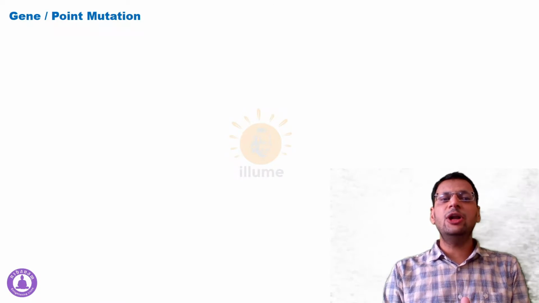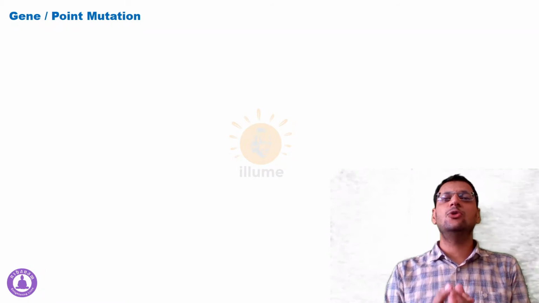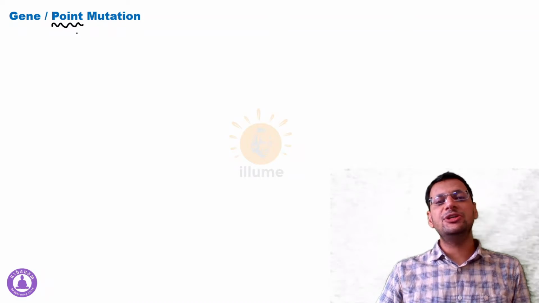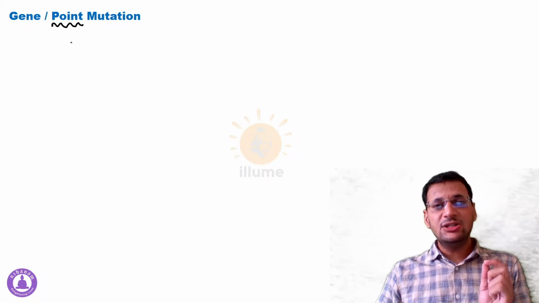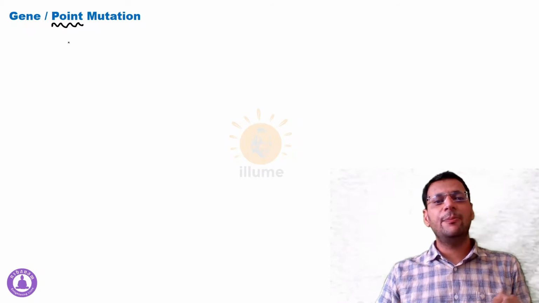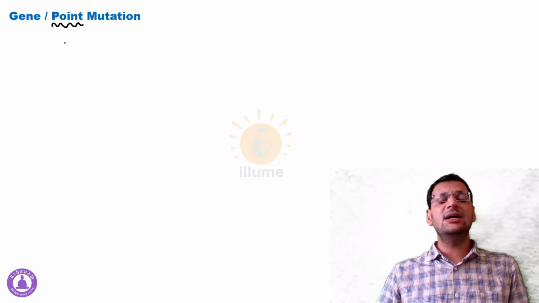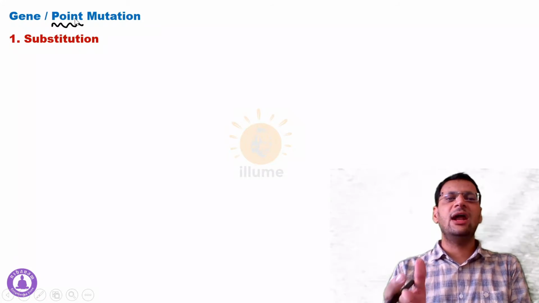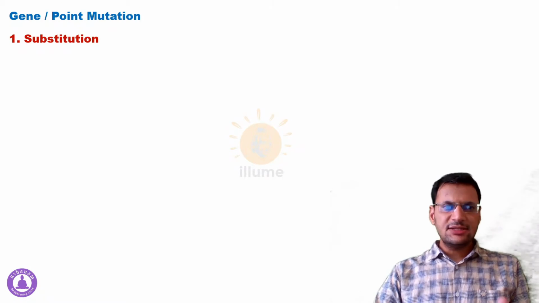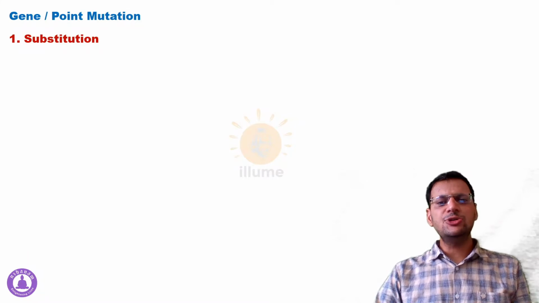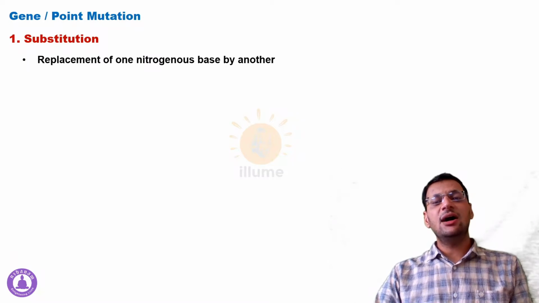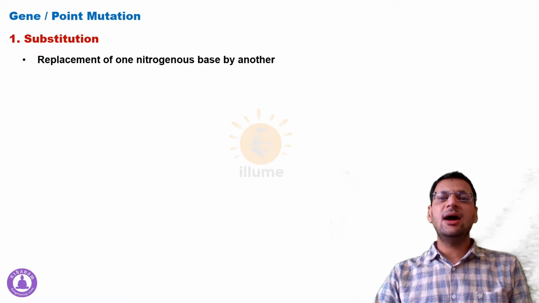Let's start with the point mutation or the gene mutation. As I told you, a point mutation, as the name suggests, is a type of mutation in which there is a change in the DNA sequence at a particular point and only a single gene is involved. It is of two types, substitution and frame shift. Let's start with the substitution first. Substitution, as the name suggests, simply means replacement of something by the other. So in this case, a nitrogenous base is replaced by another nitrogenous base.